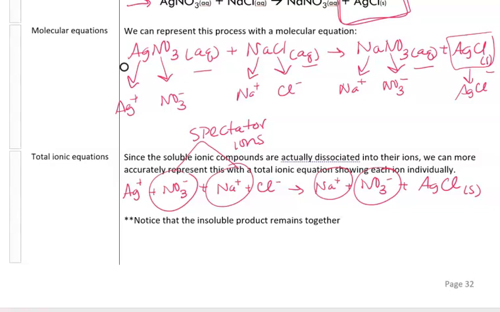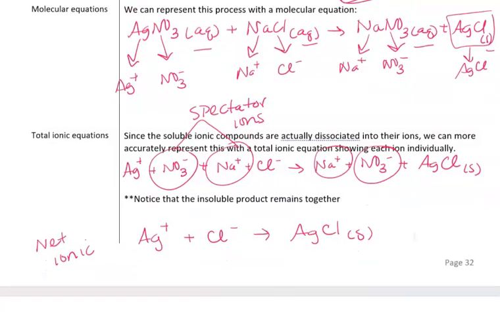I know it's on the next page, but I'm going to squeeze it in here real quick and then I'll write it again. The net ionic equation would not include spectator ions. So it would be my silver ion and my chloride ion forming that silver chloride solid. And that would be the net ionic. It wouldn't include the spectator ions because that's not really where the change happened.